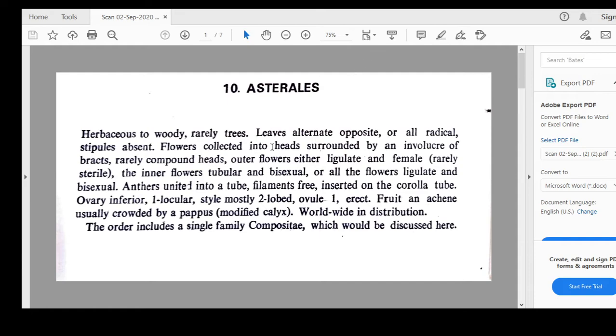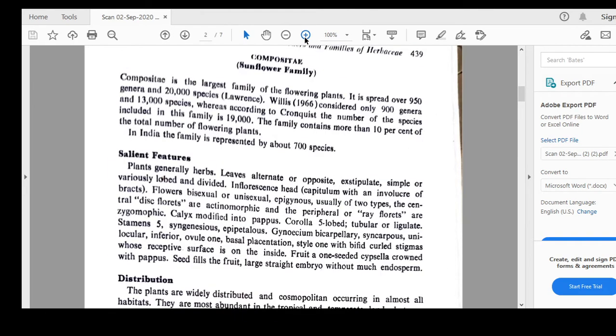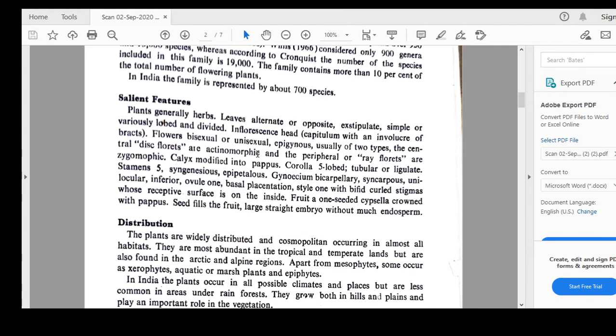According to Hutchinson, the order includes a single family, Compositae, which will be discussed here. Compositae or sunflower family. Compositae is the largest family of the flowering plants. In India, the family is represented by about 700 species. Salient features of the family. Plants generally herbs, leaves alternate or opposite, exstipulate, as we said earlier, simple or variously lobed and divided. Inflorescence is head, which is capitulum with an involucre of bracts.